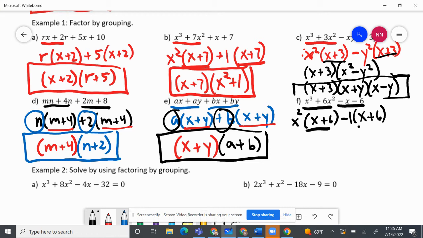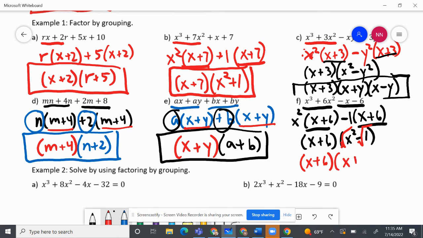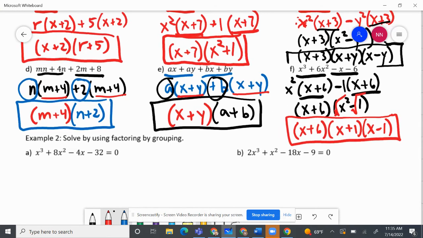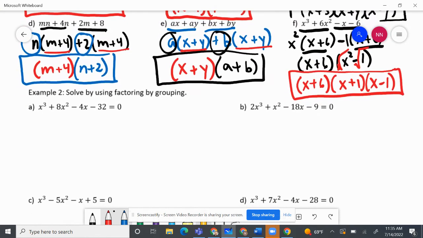And we notice that both of them have an x plus 6 in common, and what's left over is an x squared minus 1. Notice that that is a difference of squares. We could take the square root of each one. So what we have is the x plus 6, and then we have an x plus 1 and an x minus 1. We're going to go from factoring to solving by factoring.